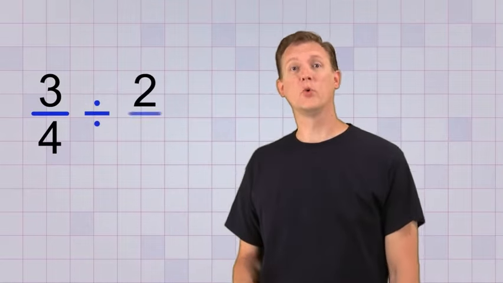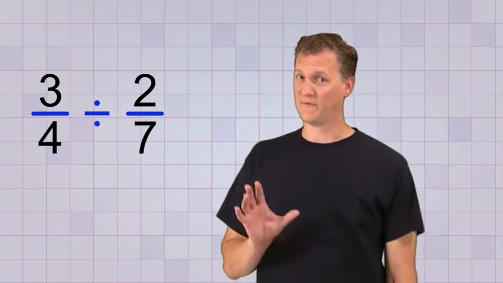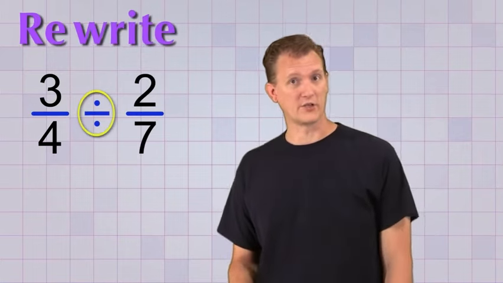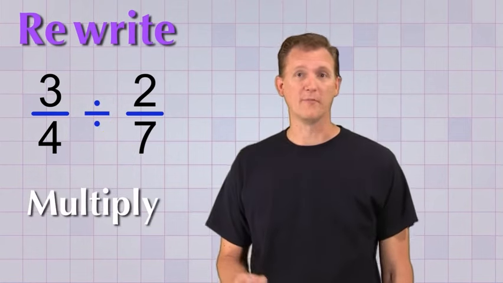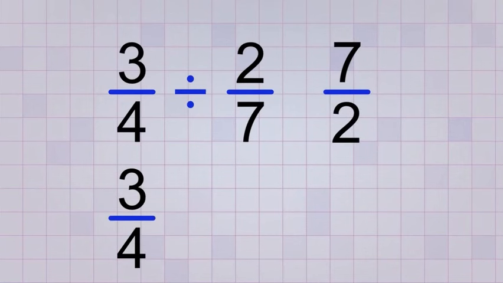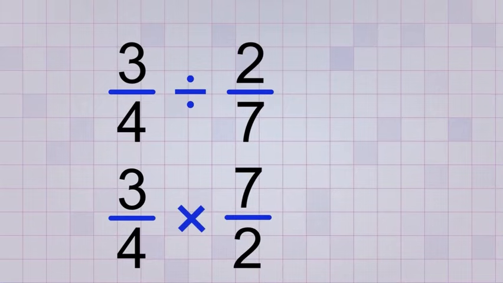Let's try this problem. 3 over 4 divided by 2 over 7. Okay, so the first thing we want to do is rewrite our problem. Instead of dividing by 2 over 7, we can multiply by the reciprocal instead. The reciprocal of 2 over 7 is 7 over 2. So our problem becomes 3 over 4 times 7 over 2.